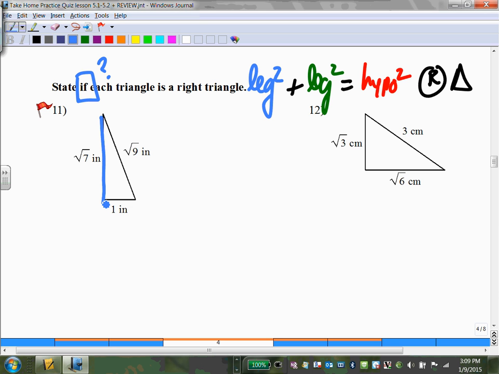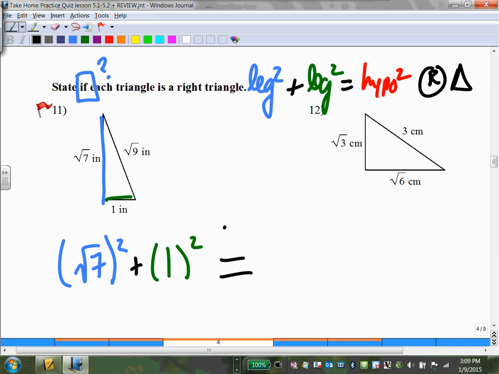So let's do this. We're going to take one side, so root 7 squared plus another side. And we're going to do an equal sign, but put a question mark there because we really don't know if it's equal. We're just kind of testing it. But put an equal sign there because that's what you're used to. Root 9 is obviously the longest, so we're going to put root 9 over here, and we're going to square it.